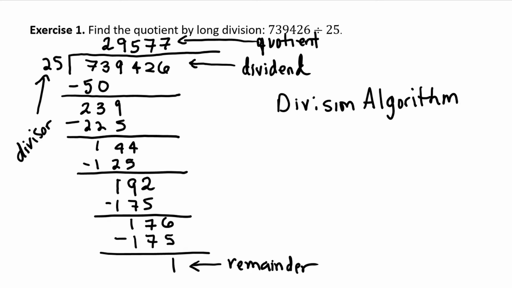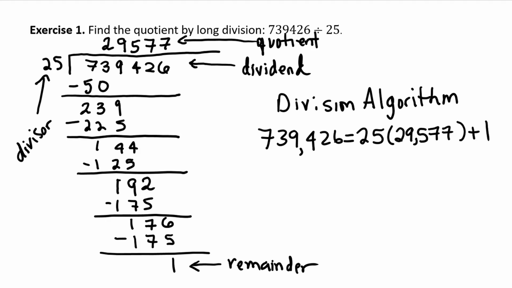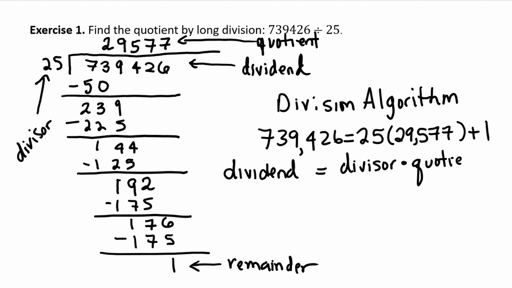And we would write this as 739,426 is equal to 25 times the quotient, which was 29,577, plus the remainder. The setup is the dividend is equal to the divisor times the quotient plus the remainder.